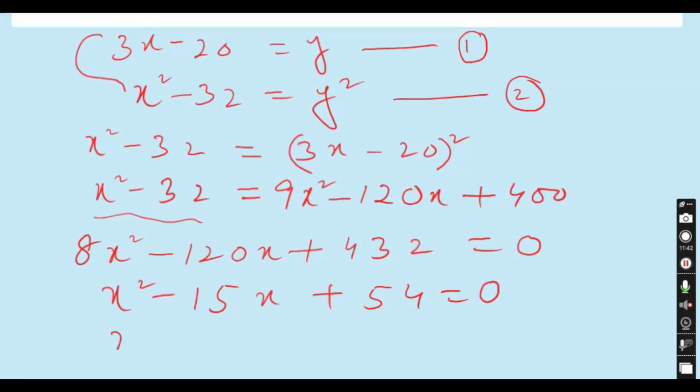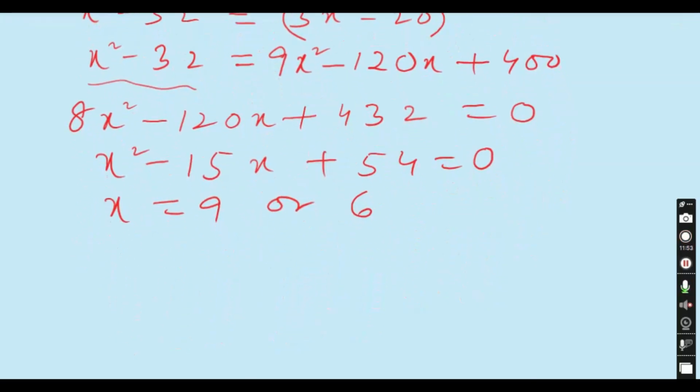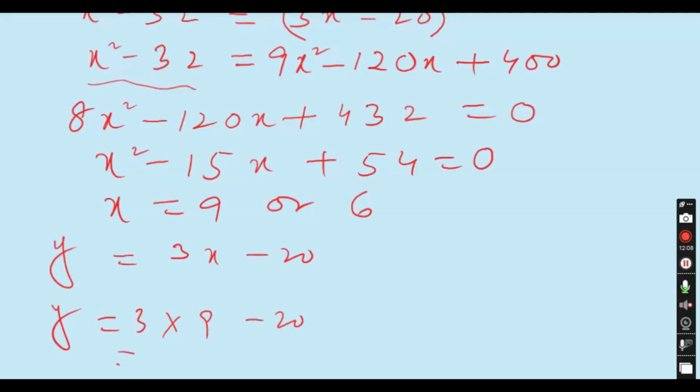The final answer of x is 9 or 6. Now put these two values in equation number 1. Equation number 1 is y is equal to 3x minus 20. So y is equal to 3 times x, which is 9, minus 20. 3 nines are 27. 27 minus 20 is 7.